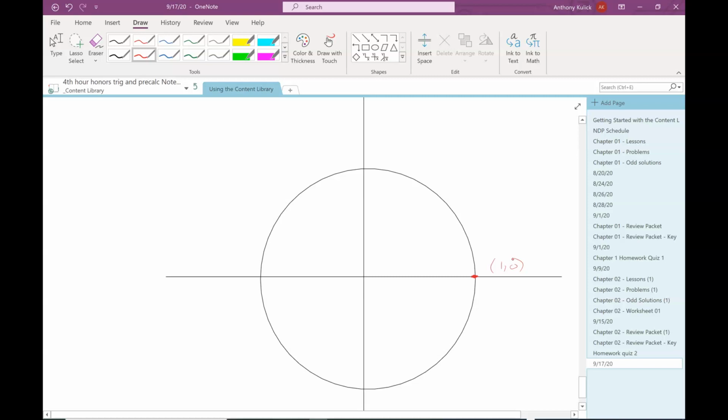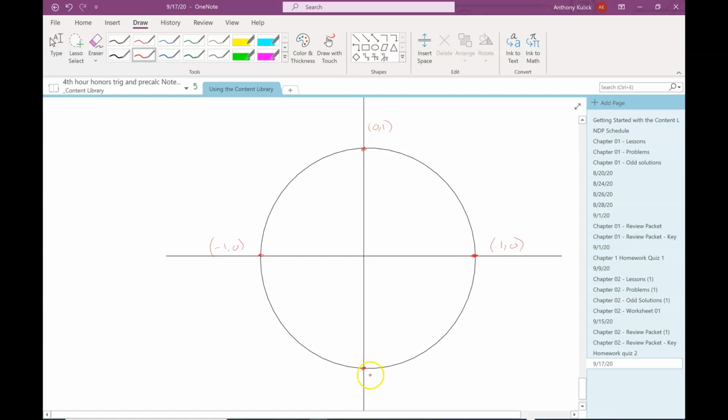This point up here is 0, 1. This point over here is negative 1, 0. And this point down here is 0, negative 1. Okay? So in degrees, this is the 0 degree angle. This is a 90 degree angle. This is a 180 degree angle. This is a 270 degree angle, right?